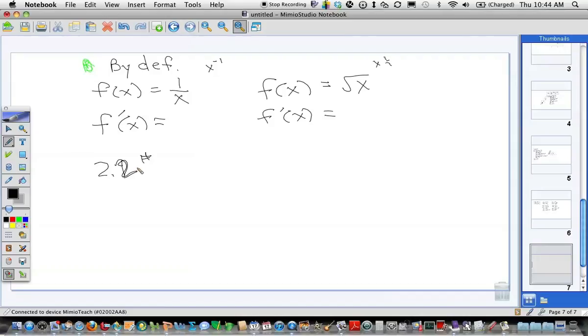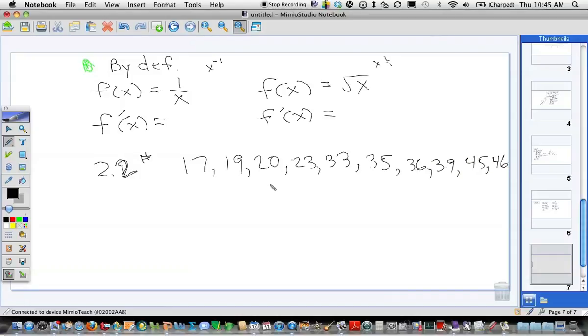Then section 2.2. We're gonna start with 17. I think these are on the assignment sheet, but I did take off a couple of them here, so I changed a few things. 17, 19, and 20. 23, 33, and 35. 36, 39, 45, and 46. So I took a couple off the front end and one off the back end, I think, on there. And those are in section 2.2. Most of those deal with using the shortcuts.